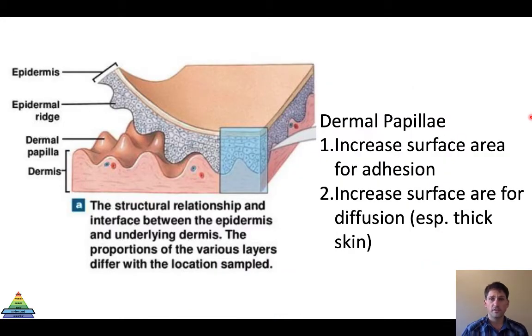One of the things to pay attention to is these dermal papillae. These dermal papillae are little wavy ridges between the dermis and the epidermis. So we have this epidermal ridge here, and that's going to fit into our dermal papillae. You can think of a papilla as a finger-like projection, and they increase surface area, which helps hold those layers together.